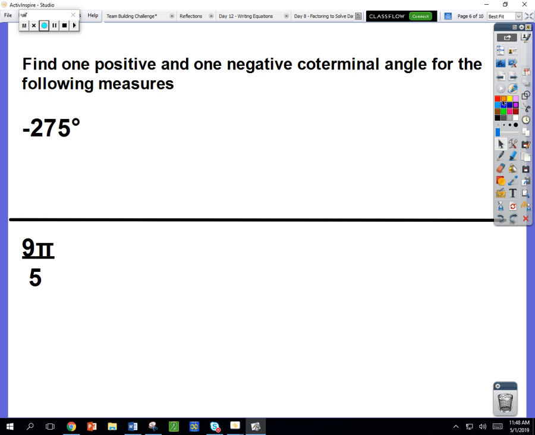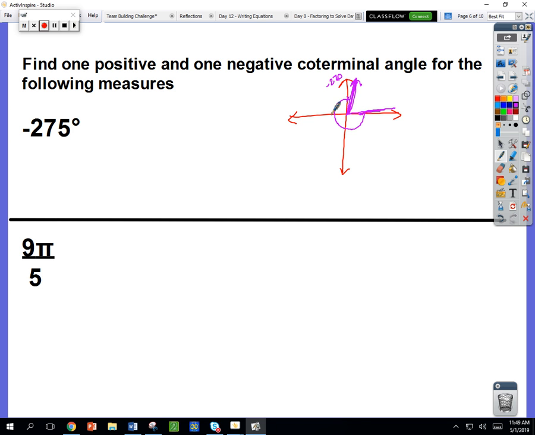So coterminal, positive and negative coterminal angles. A positive coterminal means they end up in the same spot. So like if I was to graph negative 275's angle, it would be, see here's negative 270, negative 275 would be right here, and it would have started here and going in this direction. So I want to know another angle that would fall in this exact same spot, where this terminal side would be the same.